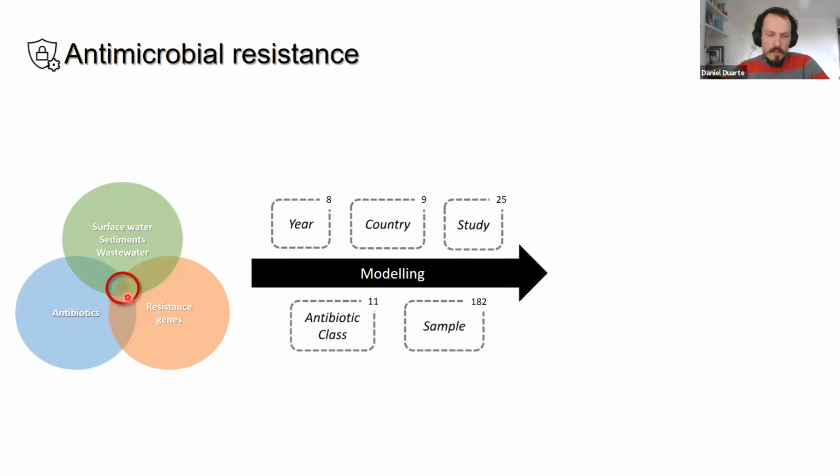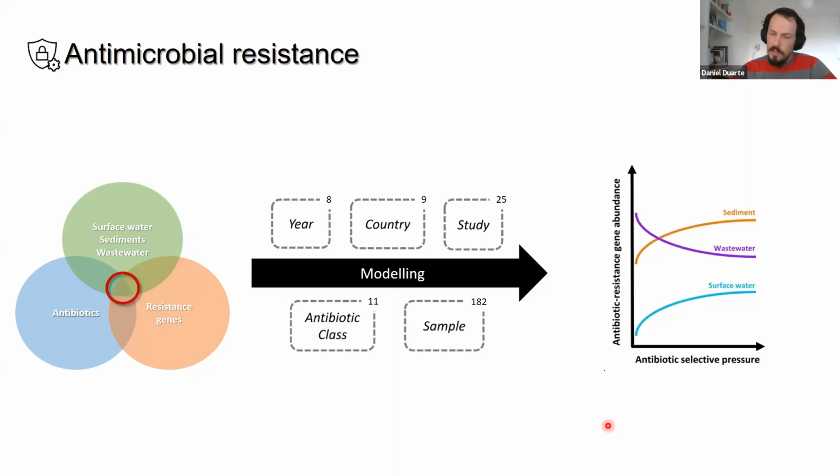So we corrected for those differences in the data to come up with a final output, which translated into a very simplified graph that I simplified here. You can see on the lower axis the antibiotic selective pressure, so the ability for the mixture of antibiotics that exists in the environmental sample to exert a selective pressure towards certain resistant genes. And on the vertical axis, you see the abundance of resistant gene copies.